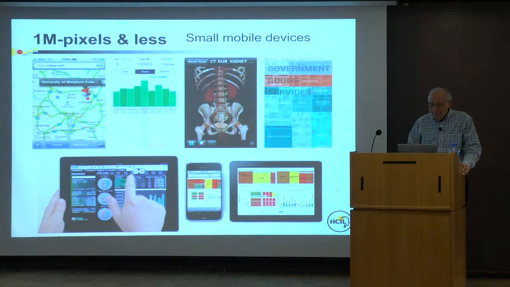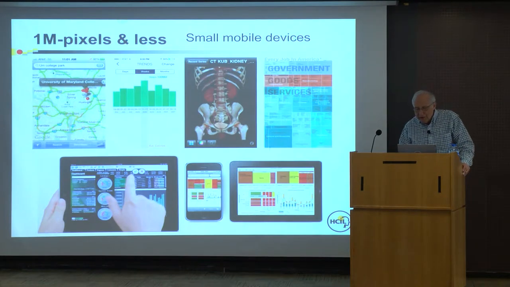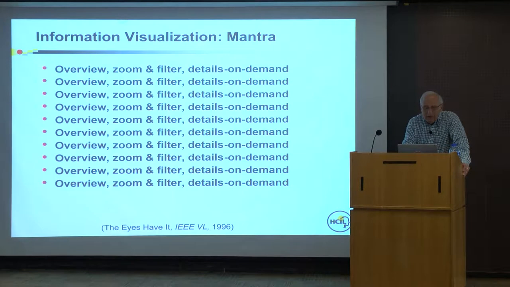There's another application of tree maps on an iPhone to show all the jobs in the US, about 12% government, 11% goods, and much of the economy is services. The largest sector there, leisure and hospitality, is this rectangle over here. So the satisfaction for me is seeing these visual approaches to presenting large amounts of information being put productively to work.